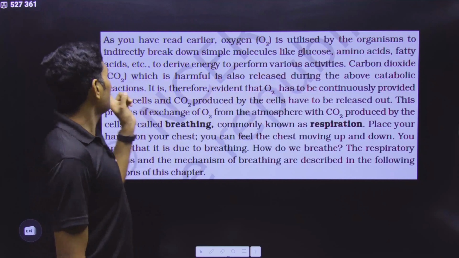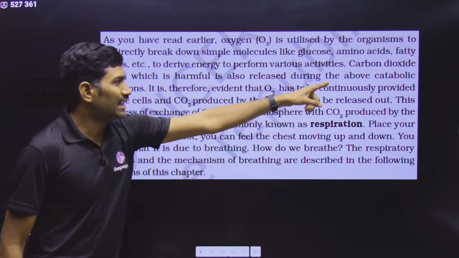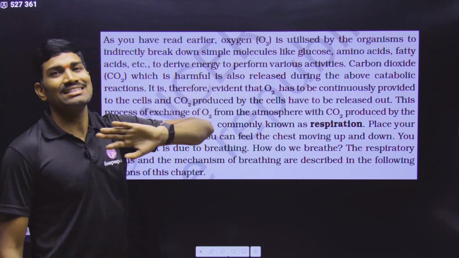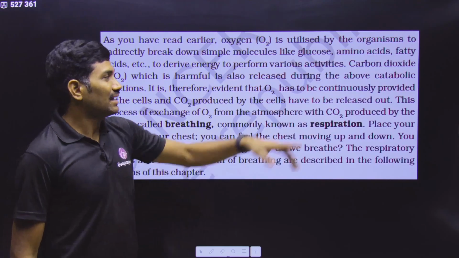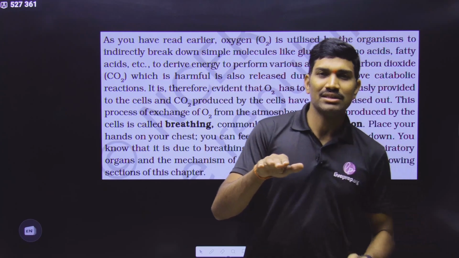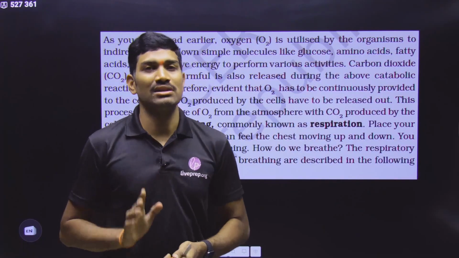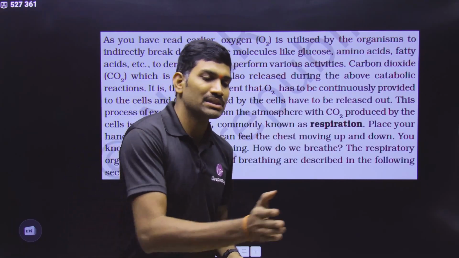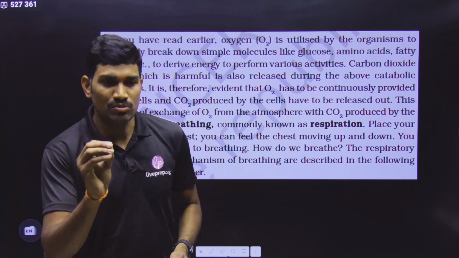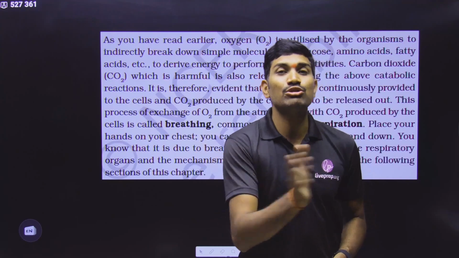Next one. Carbon dioxide, which is harmful, is released during the above catabolic breakdown reactions. So during the breakdown of these substances, energy is produced. But at the same time, CO2 is also produced, and CO2 in a particular concentration is okay for us. But if more and more CO2 is produced, that is harmful to the cells. So excess CO2 should compulsorily be removed. Please remember, not all the CO2 is removed. Definitely some small amount of CO2 is present in our body also, but excess CO2 should compulsorily be removed.